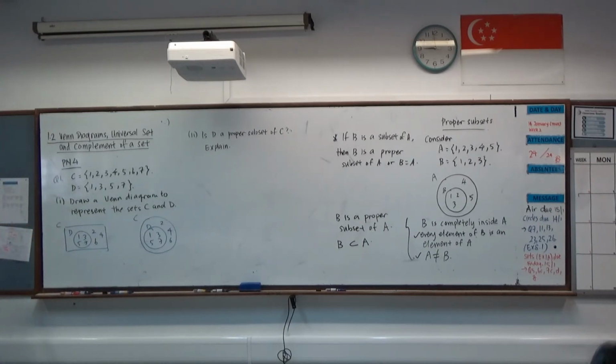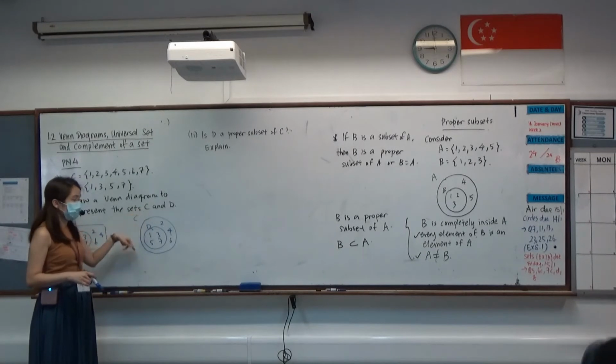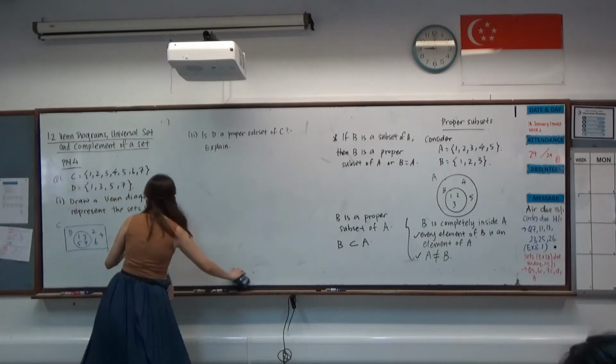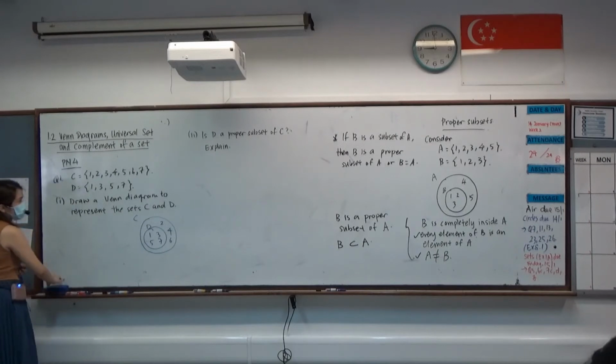Because it's not a universal set, okay? So we will reserve the rectangle shape for universal sets. So in this case, we shall draw the circle, with another circle inside. So this will be the correct representation to draw for this case.